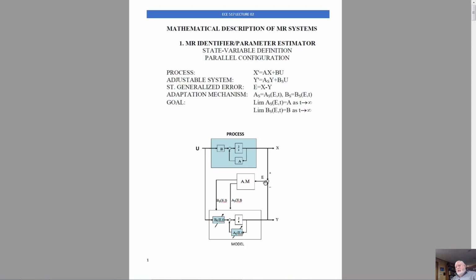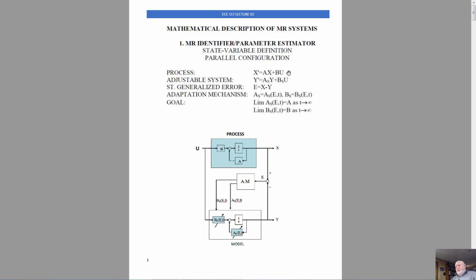So we extract the error, and this error provides information to the adaptation mechanism. An adaptation mechanism, since we have a parallel configuration and since we have the parametric estimation, generates adjustments to matrix A and to matrix B of the simulator. Let's look into the mathematical descriptions.